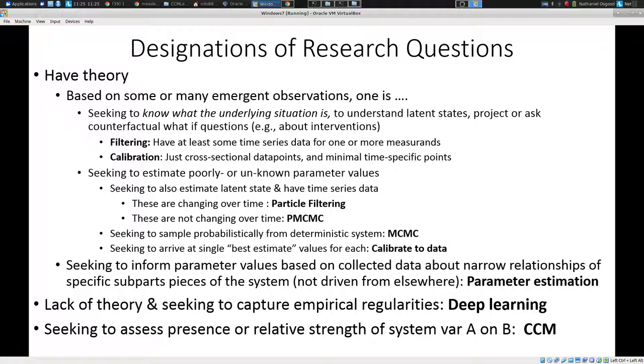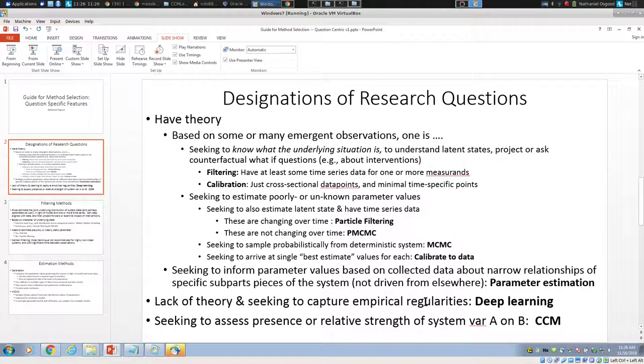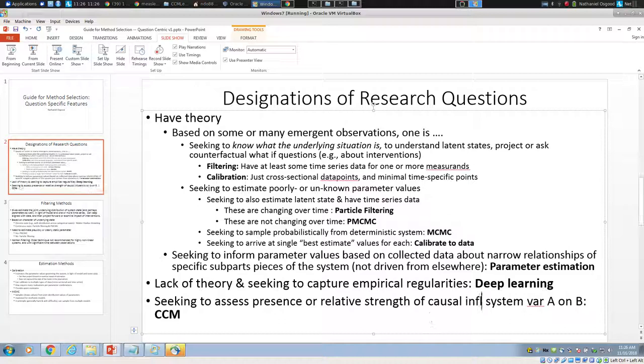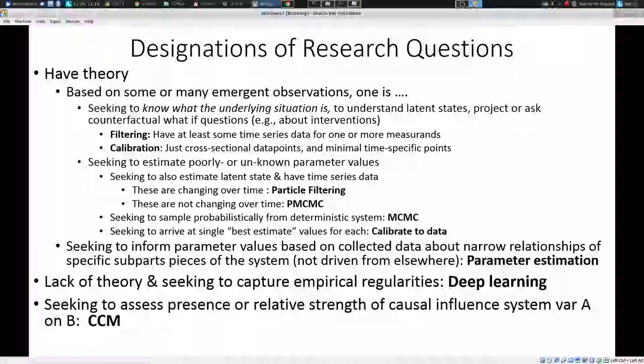Categorical states, you should think about HMMs. You're just trying to arrive at point estimates for parameters, calibration. You want to sample from a distribution of parameters, MCMC, unless your system is stochastic, in which case PMCMC. You want to estimate static parameters and underlying dynamic state, PMCMC. You just want to sample the underlying state of the system and some dynamic parameters, particle filtering. These are some recommendations. If you want to assess the causal influence of system variable A on B, then CCM. So I've tried to boil down some good rules of thumb here.